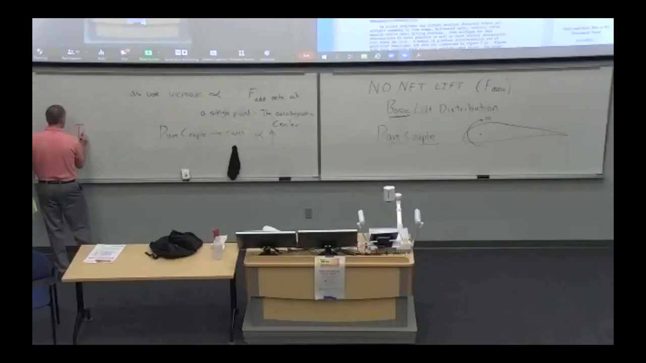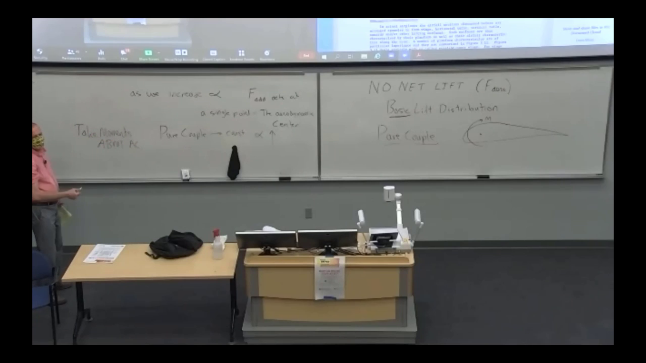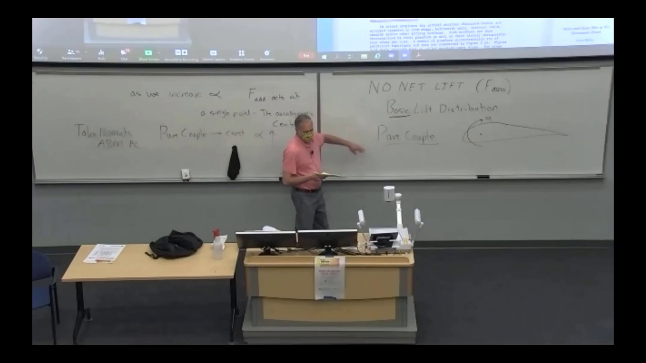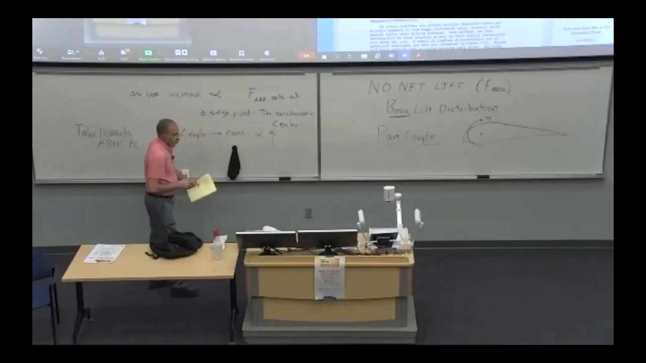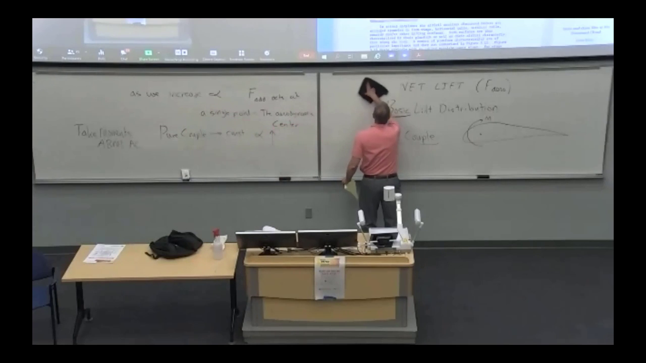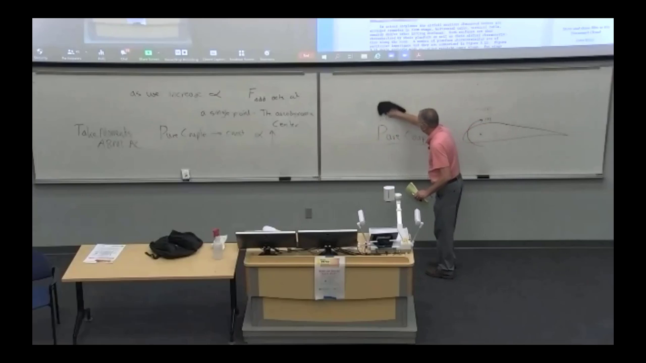So we take moments about the AC, because the additional lift acts at that point. There's no moment arm of the additional lift, and all you have is this pure couple from the zero lift distribution. So what that means is that we can write a really nice math model of the lift of an airfoil.